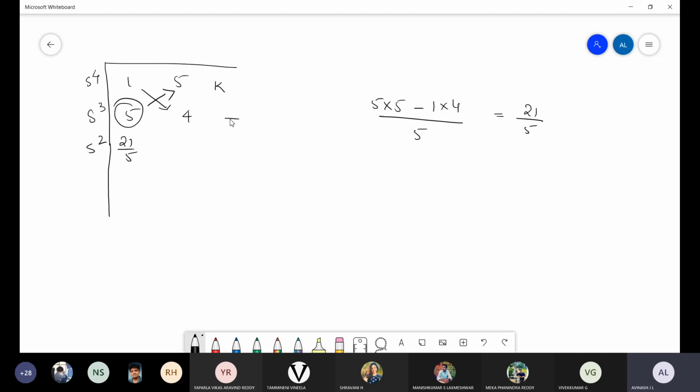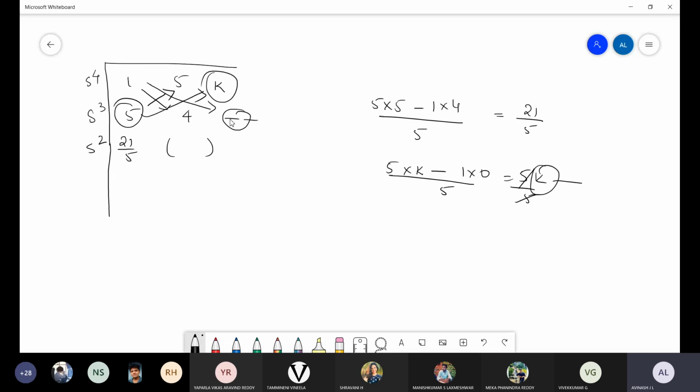So after s cube, s square will come into picture. Now if you want to find out the value for this particular place, how do you find it? It will be 5 into k, minus 1 into 0. When nothing is there, you have to consider 0. So minus 1 into 0, divided by 5. So obviously 5k divided by 5. The 5 gets cancelled, so we will be left with only k. Does anyone have any doubt in this one?